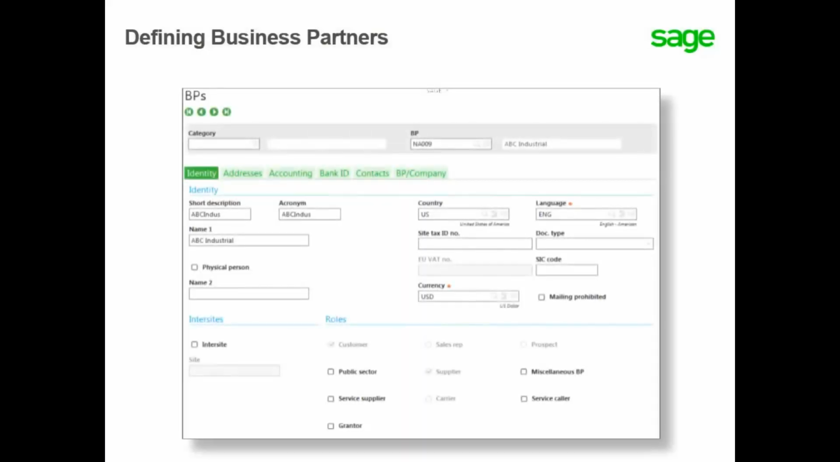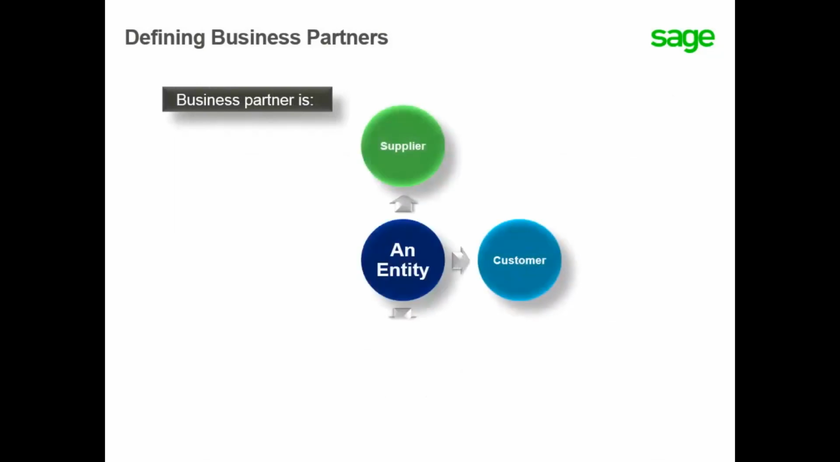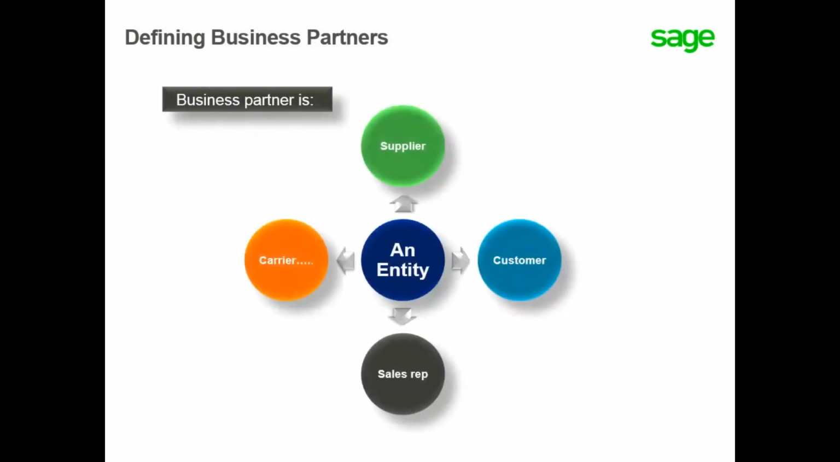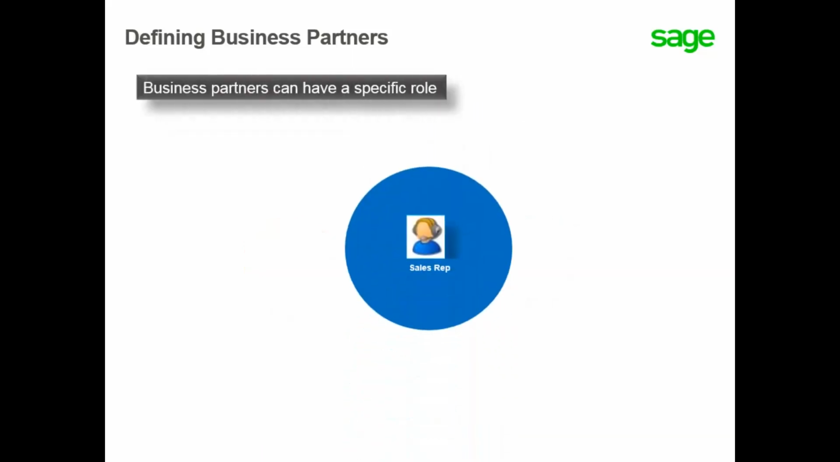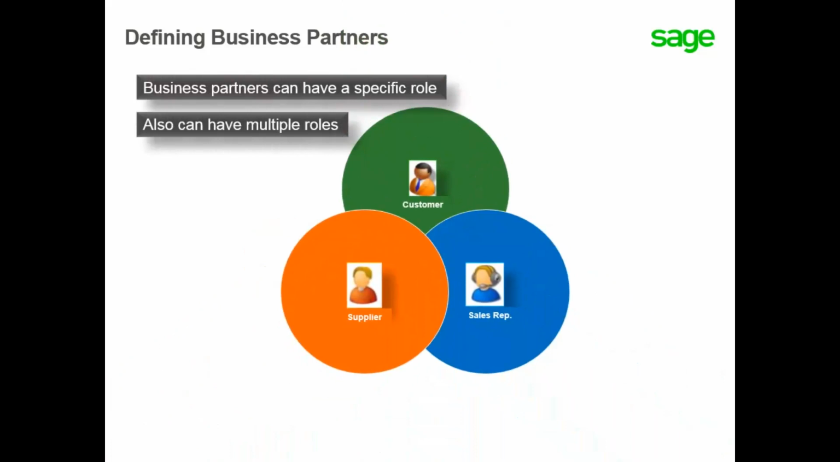In this topic, you will learn how to define business partners. To begin, a business partner is an entity that can be a supplier, customer, sales rep, carrier, and so on. Business partners can have a specific role or play multiple roles, meaning you can define a business partner as both a customer and a supplier at the same time.